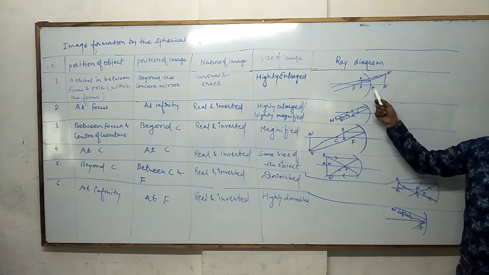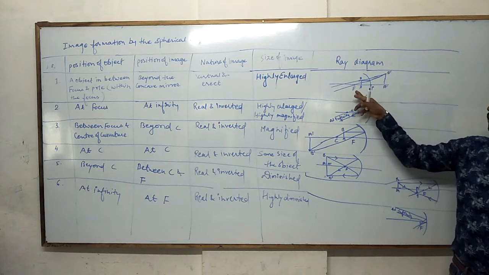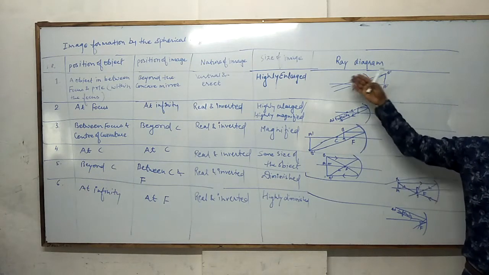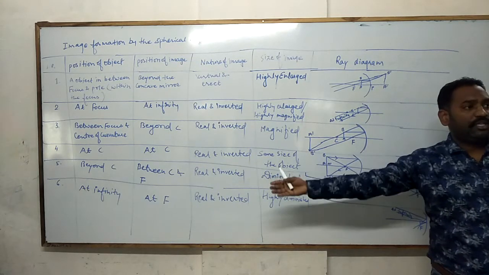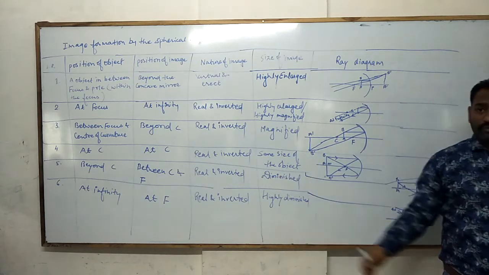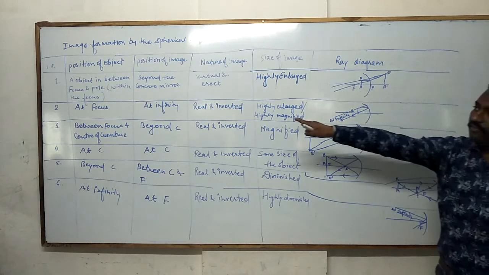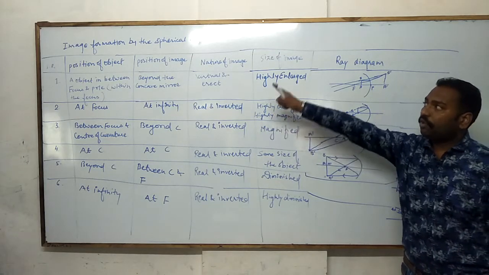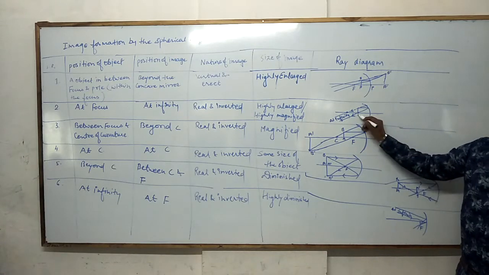First we keep the object between P and F, then on the focus, then between C and F, which is our third position. Fourth position is at C, fifth position is just beyond C, and sixth position is at infinity. So in this way we are drawing this diagram. If we keep the object on the focus, then the image is formed at infinity. So you have to see this is our focus.